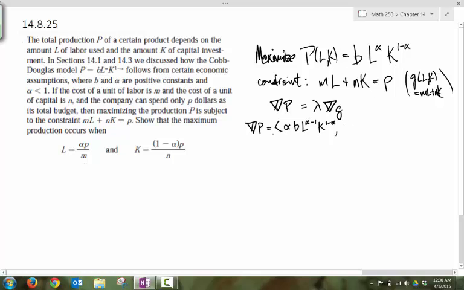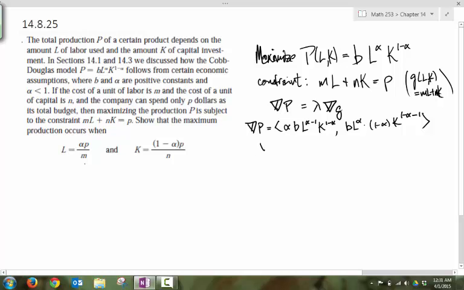Now for the second component of the gradient, we want the derivative of the P function with respect to K. Again, B and alpha are constants, and in this case L is constant as well. So B L to the alpha, and then the derivative of this is 1 minus alpha times K to the 1 minus alpha minus 1. So that's just negative alpha, but we'll leave it like that for now.